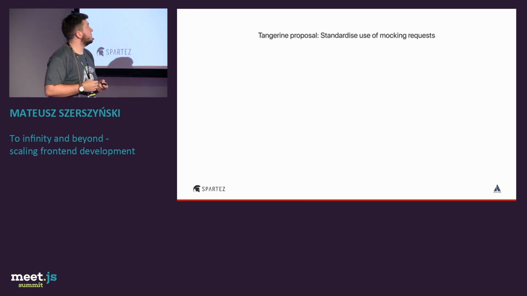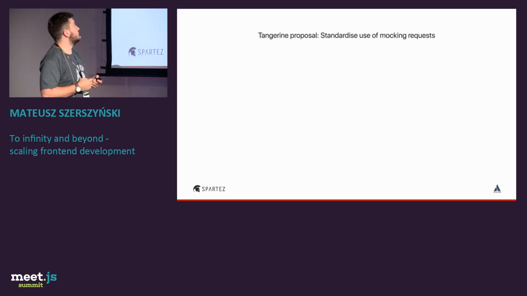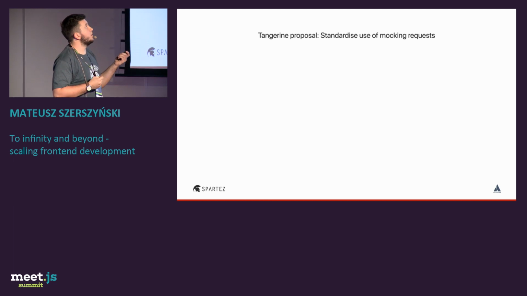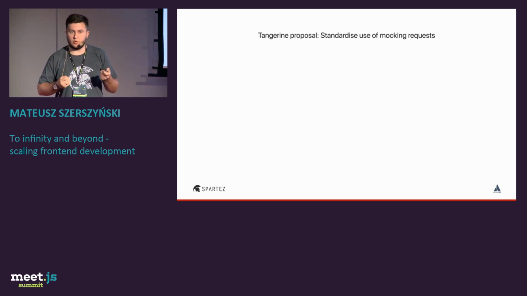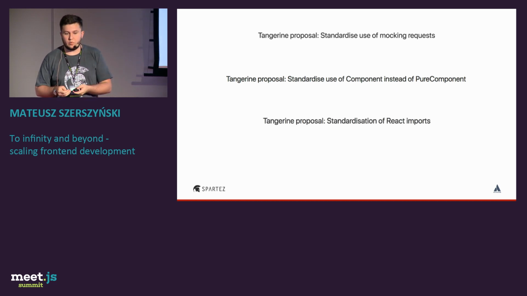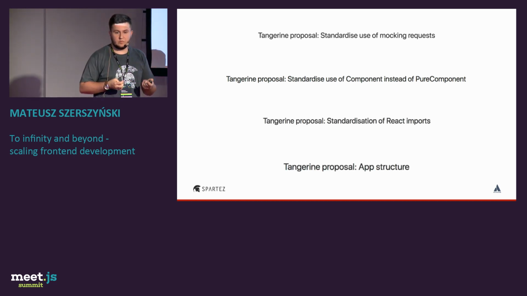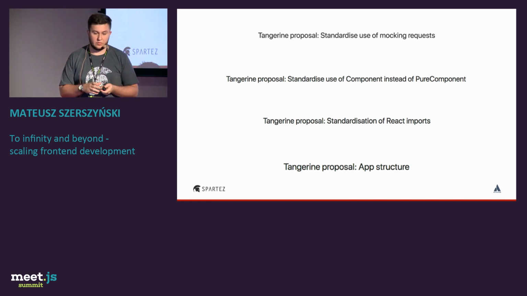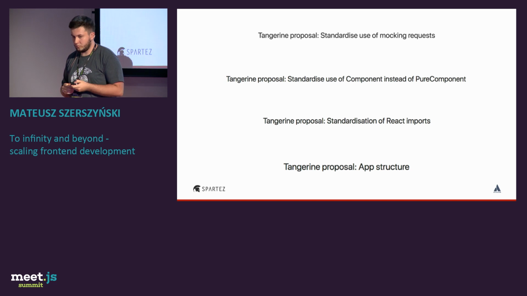So what are the examples of rules that we already agreed on? There's the way we standardize how we mock our requests. There is the way we standardize whether we use components or pure components, how we import, and how we use React imports. But there are also some bigger ones, like the structure of the application.